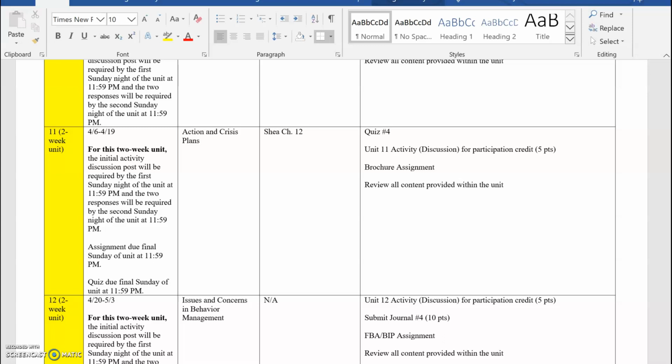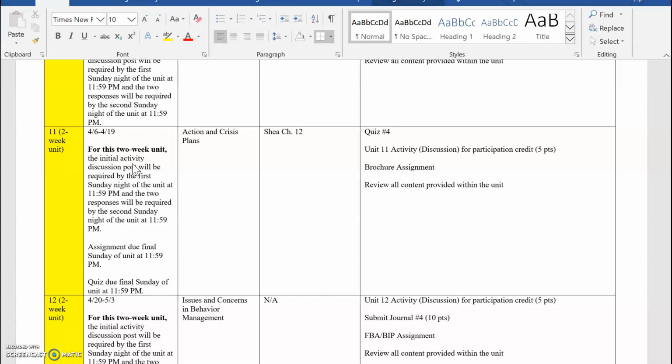Welcome to Unit 11 of EDSE 614. This unit is a two-week unit. So as usual in a two-week unit, your first post for the activity discussion for participation credit will be required by the first Sunday night of the unit.